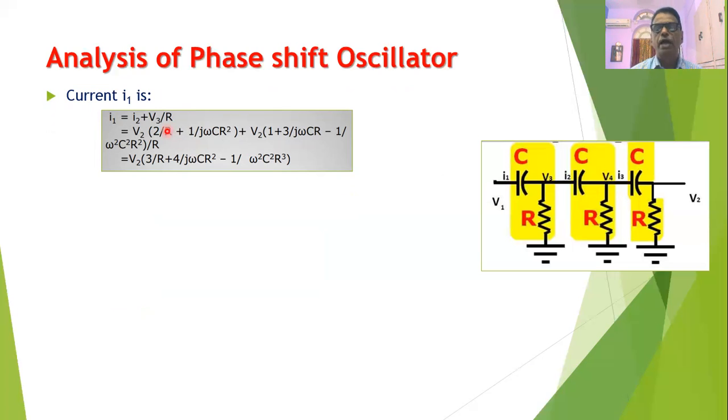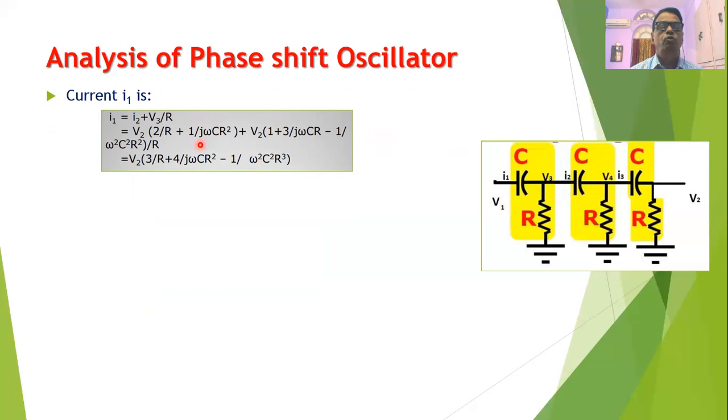I1 is just nothing but I2 plus V3 upon R. So I1 is being bifurcated. Some part of the I1 flows as I2, the remaining part will flow through the resistance R, and therefore I1 can be written as I2 plus V3 upon R. Now we can substitute the value of I2 and V3.